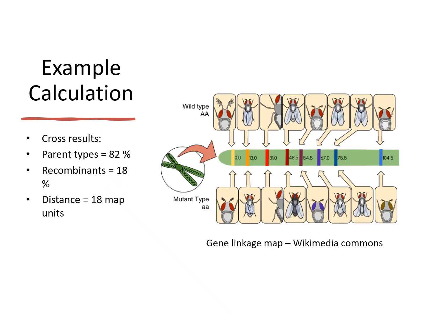In this example, 18% of the offspring show new combinations of traits. That means the genes are 18 map units apart on the chromosome. Simple ratio math gives us a real measure of genetic distance.